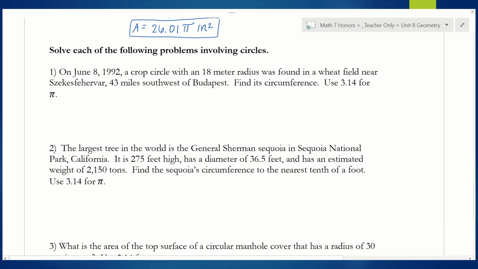Okay, so we know that this crop circle has an 18-meter radius. I'm finding the circumference, and I'm using 3.14 for pi. So those are kind of my important pieces of information I need. So why don't we use our 2 pi r formula. I'm putting 3.14 in for pi, 18 in for my radius, and then I'm going to multiply, and I'm going to get 113.04, and this is meters.